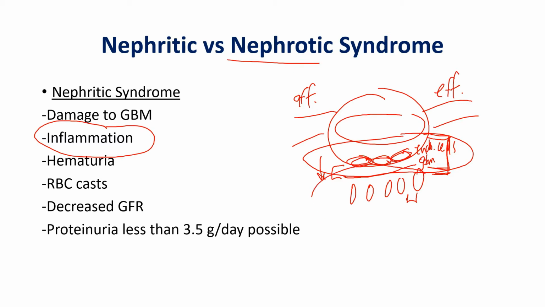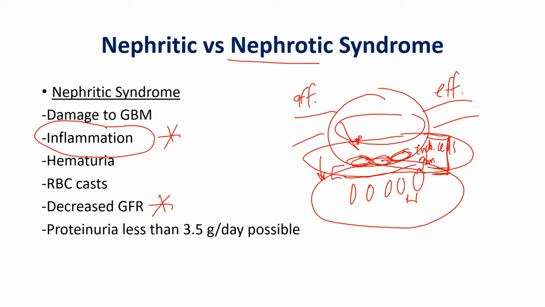So it primarily is involved with podocyte damage or podocyte alteration in nephrotic syndrome, but the blood doesn't come in contact with that alteration or damage. That's why inflammation is present only in the nephritic syndrome. So it's highlighted by inflammation. That's what causes the decreased GFR.